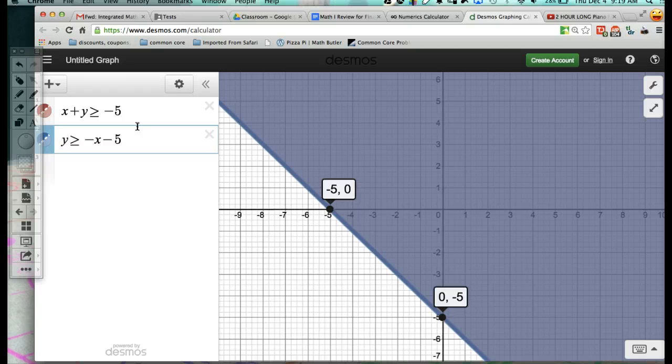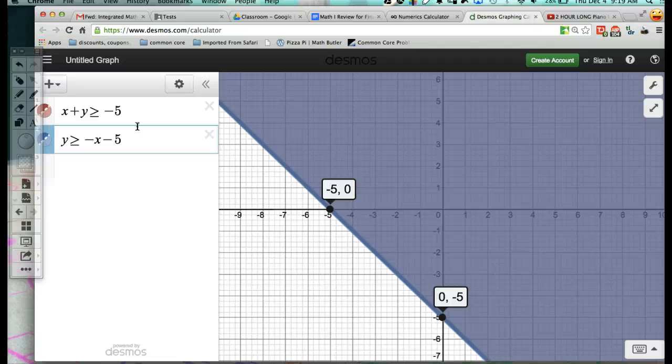Yes, the one in red is actually standard form: x plus y is equal to or greater than negative 5. And the one in the bottom is slope-intercept form. Okay? This is exactly the same. I just wanted you to see that you can have different forms and it's the same equation.